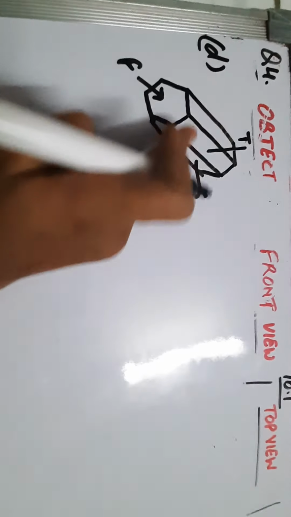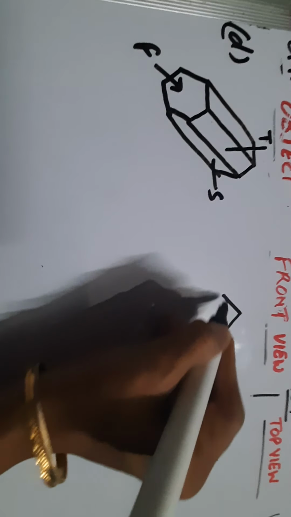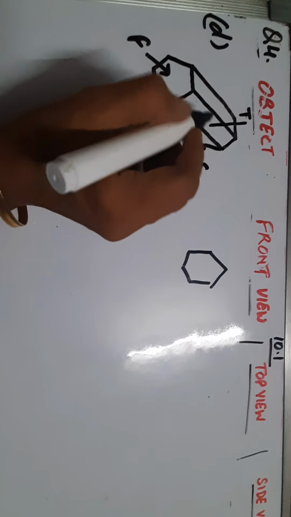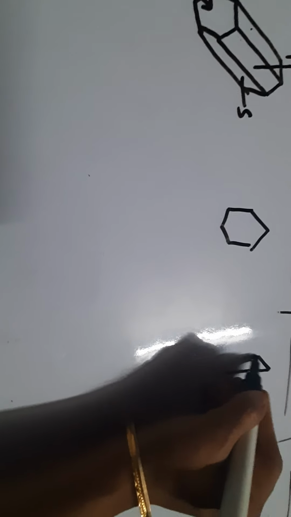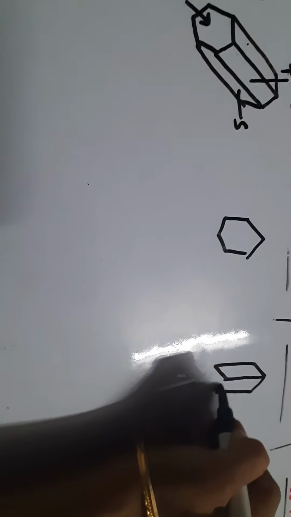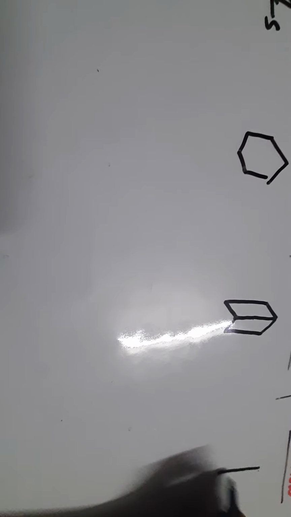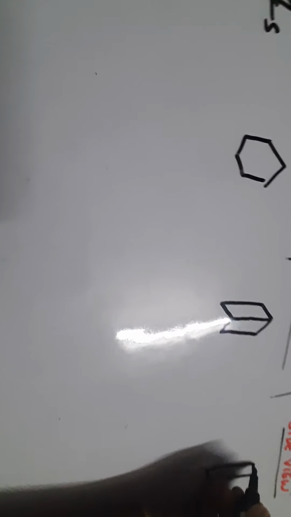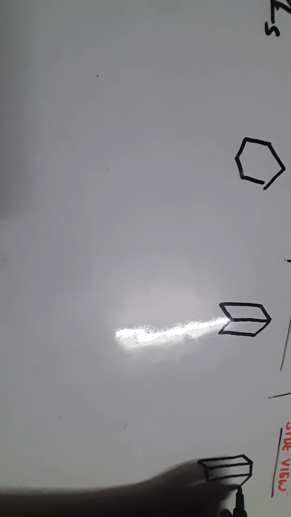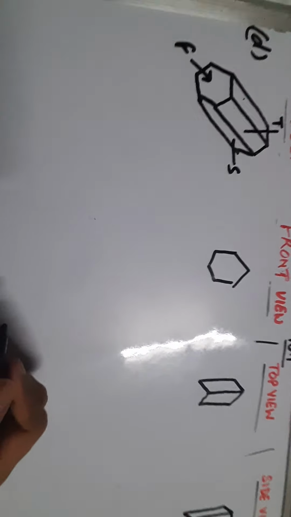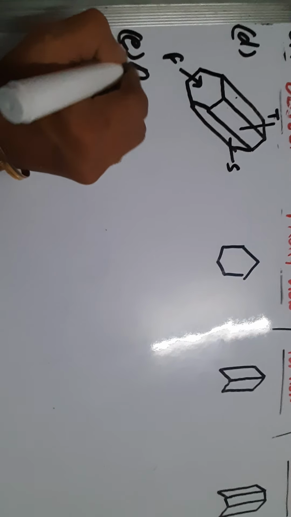So let us make front view, 6-sided figure. Top view, top carries these two shapes. These two faces only. Top will have 2 faces. And the side carries this time 3 faces. So side will be like 1, 2, and 3 like this.